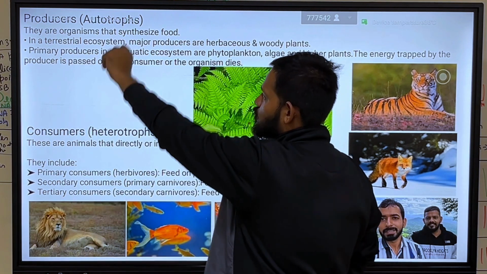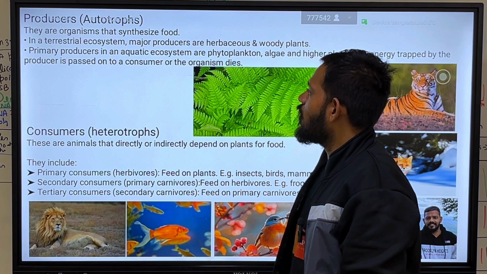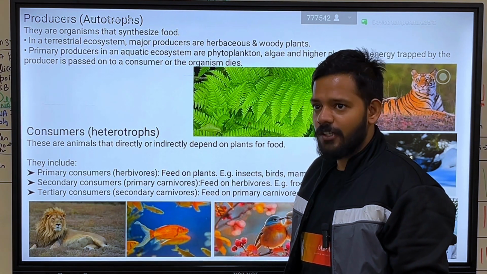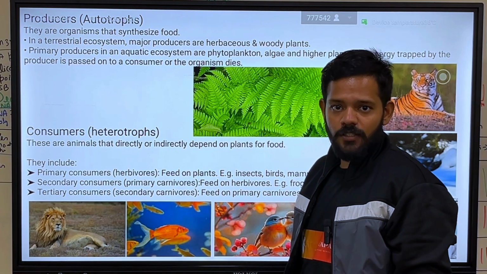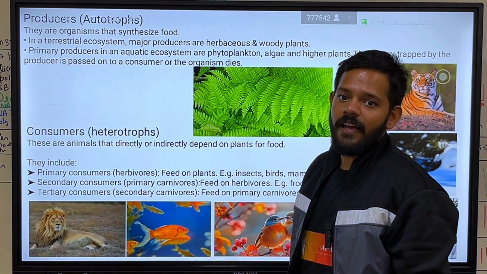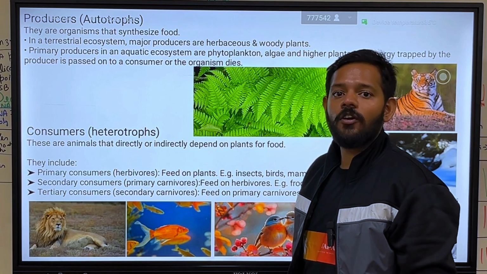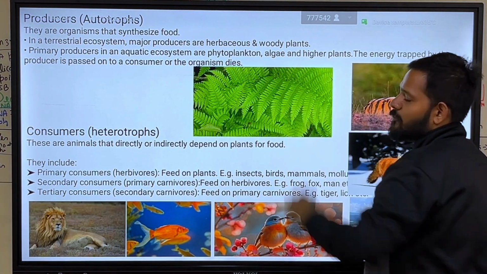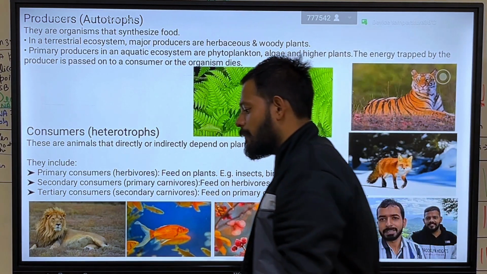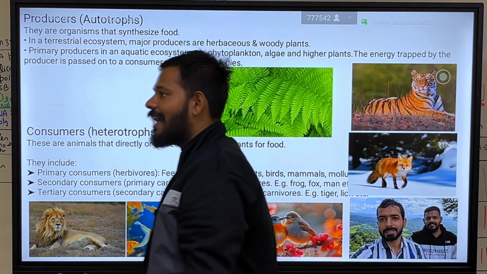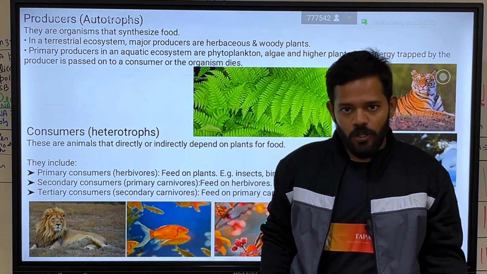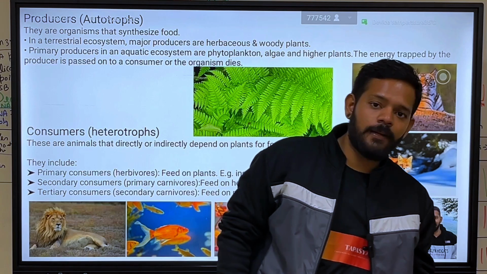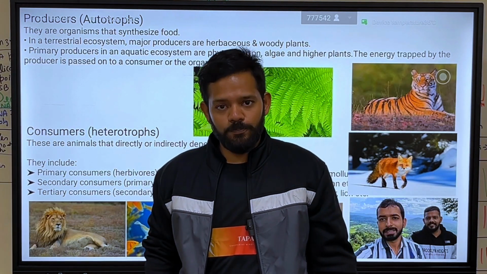Now we talk about producers, autotrophs. They are organisms that synthesize food. The organisms who synthesize food, who can produce their own food, they do not have to take the food from somewhere else, they can prepare their own food, they are called autotrophs. In a terrestrial ecosystem, major producers are herbaceous and woody plants. All the plants present on the land are autotrophs. All the algae present on the earth are autotrophs. All the bryophytes, all the pteridophytes, all the gymnosperms, all the angiosperms, these all are autotrophs.